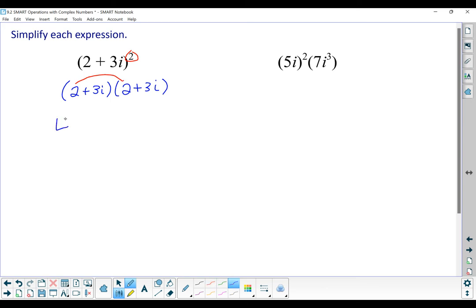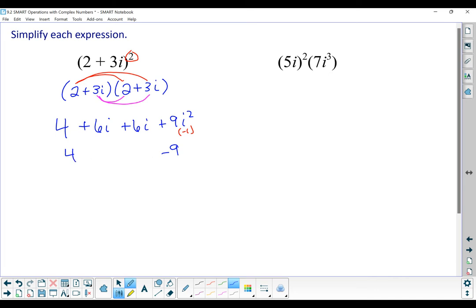So this multiplies to give me a 4, a positive 6i. Now we're going to multiply and distribute the 3i. So 3i times 2 is another 6i. And then finally, we have a 3i multiplied by a 3i. That's a plus 9i squared. So that i squared is the same as a negative 1. So we've got a 9 multiplied by a negative 1. So that makes this ending term a negative 9.